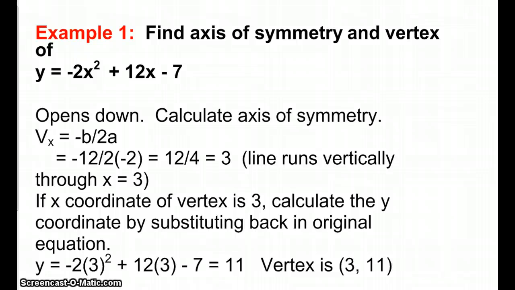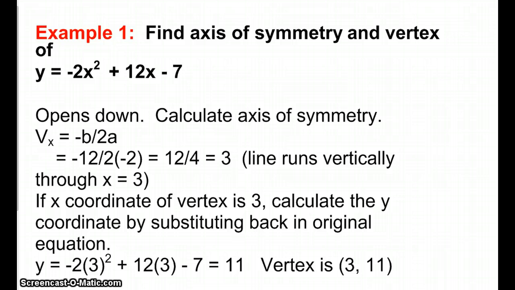Let's find the axis of symmetry and the vertex for this equation. y equals negative 2x squared plus 12x minus 7. Well, first you look at it and you see the coefficient before the x squared term is negative. That means the parabola is going to open down. So when we calculate the vertex, it will be the maximum or the highest point of the parabola. We can calculate the axis of symmetry, or the x-coordinate of the vertex, by using negative b over 2a. In this case, it's negative 12 over 2 times negative 2. That's 12 divided by 4, or 3.